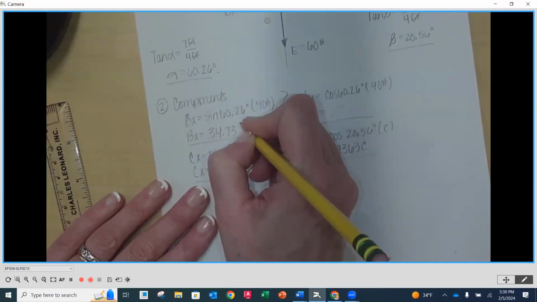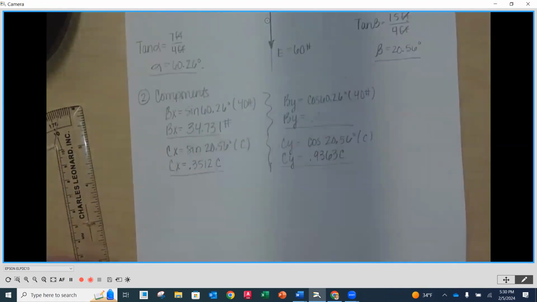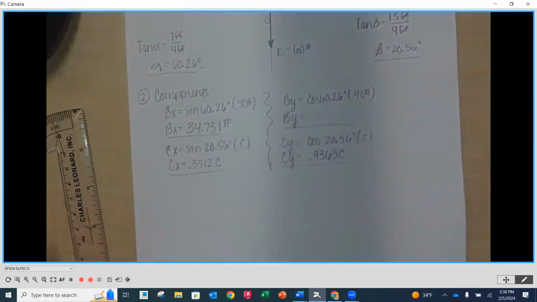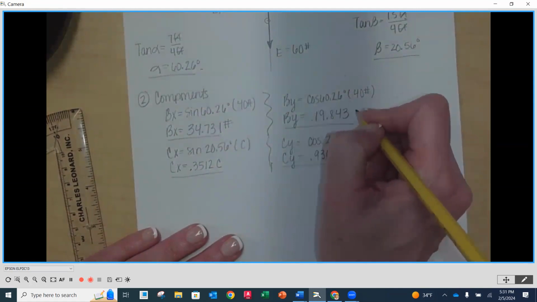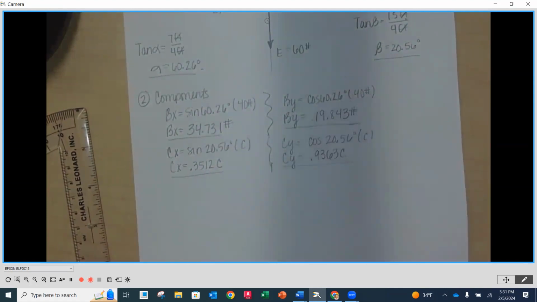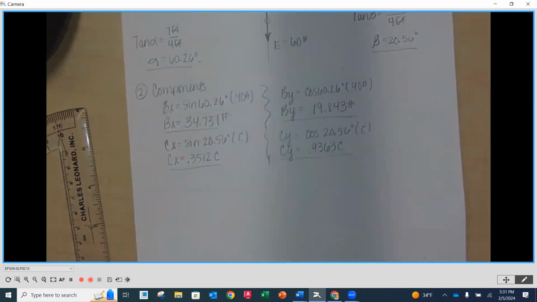34.731 pounds. Okay. And then this one will have an actual number for BX. 60.26, and that's cosine. It's 40. And that's 19.843 pounds. There we go. But C does remain in terms of its hypotenuse because we don't know what C is. Our unknowns are C and that drag force.